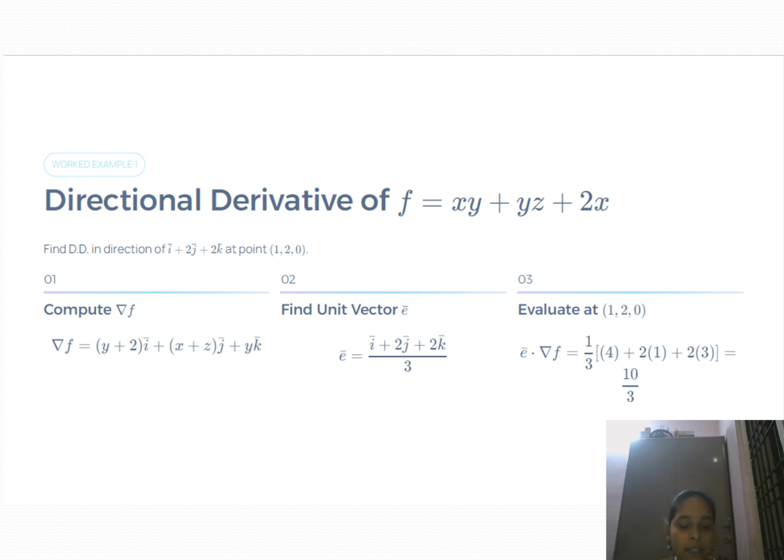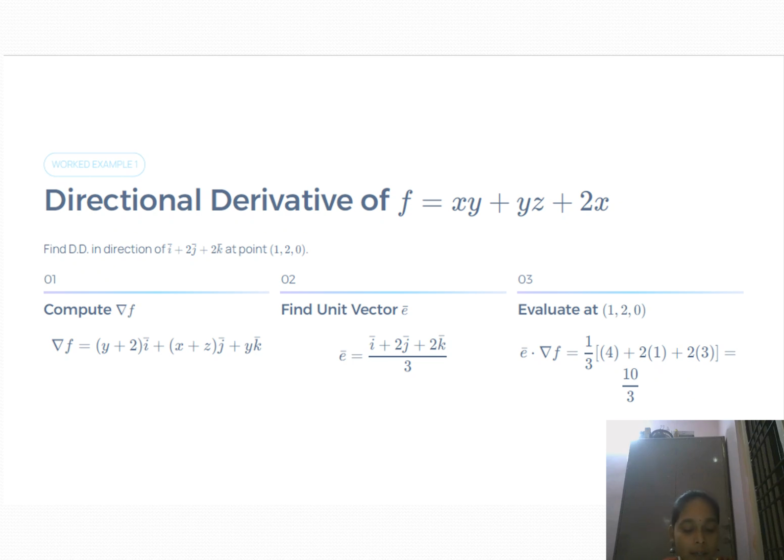Now we need to find unit vector. So given vector is equal to i bar plus 2j bar plus 2k bar. Now e bar is equal to the formula of unit vector, A bar by mod A bar. So now e bar is equal to i bar plus 2j bar plus 2k bar by mod of i bar plus 2j bar plus 2k bar, which after substituting we get 1 by 3 into i bar plus 2j bar plus 2k bar.